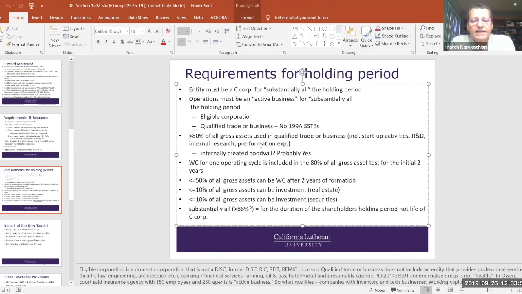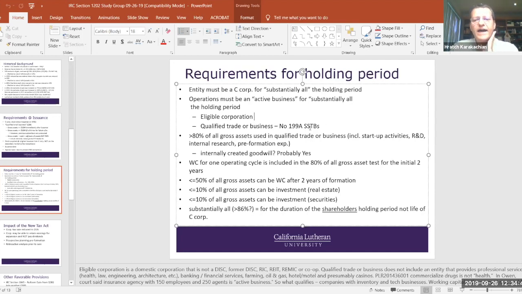So if it's none of these entities: a DISC is a domestic international sales corporation, a RIC is a registered investment company, a REIT is a real estate investment trust, a REMIC is a real estate mortgage investment conduit, or a cooperative. If it's none of these entity types, and those are special elections that entities have to make at the time of formation, it would work. So it must be eligible, i.e. not one of these special entities. And then the operations have to be a qualified trade or business.